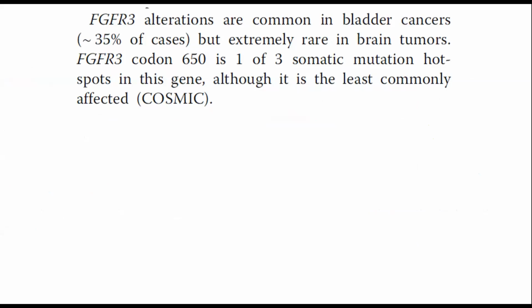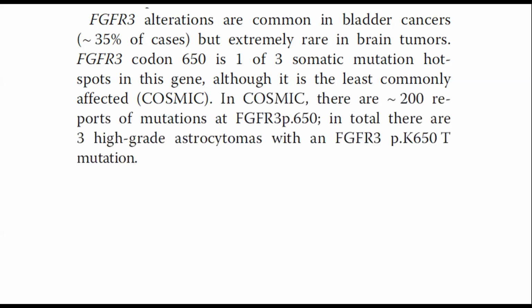All right, back to the Ballister paper. FGFR3 alterations are common in bladder cancers, about 35% of bladder cancers, but extremely rare in brain tumors. All right, the codon 650 is one of 3 somatic hotspot mutations in the gene, although it's the least commonly affected, but as it turns out, it's the most commonly affected in the FGFR3 TACC3 fusion glioma. All right, in the COSMIC database, about 200 reports mutations at the 650 residue. 3 of those were high-grade astrocytomas, all right? Specifically with the point mutation K650T.